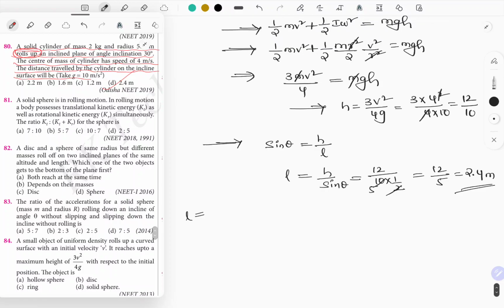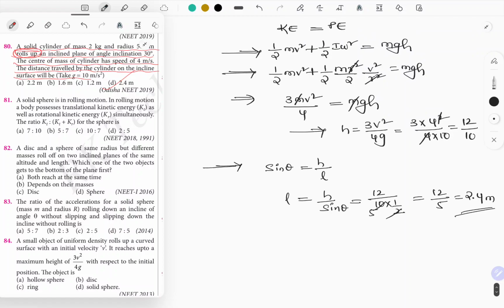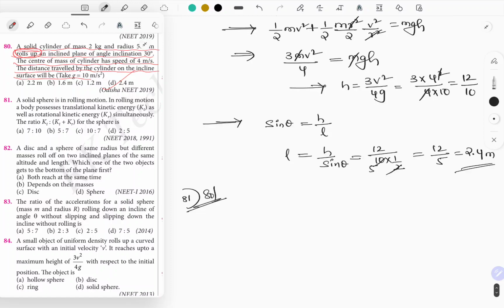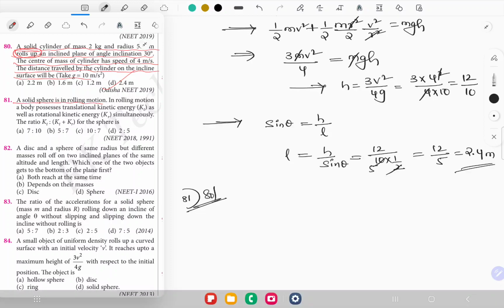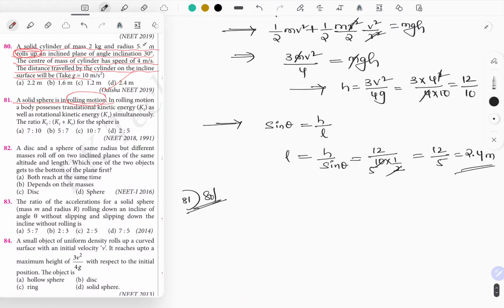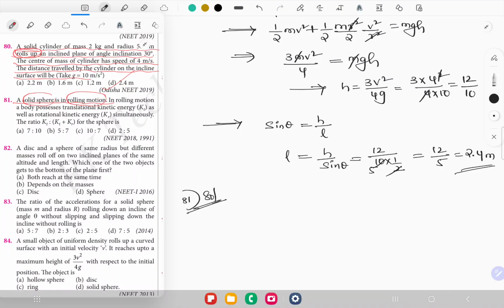Hope you understood. So even though we did this much, that small misconception changed the answer itself. Okay, so question number 81. What's the question they're asking? A solid sphere is in rolling motion. If it is in rolling motion, what kind of energy will it have? It will have both translational kinetic energy and rotational kinetic energy. In rolling motion, a body possesses translational kinetic energy as well as rotational kinetic energy simultaneously.